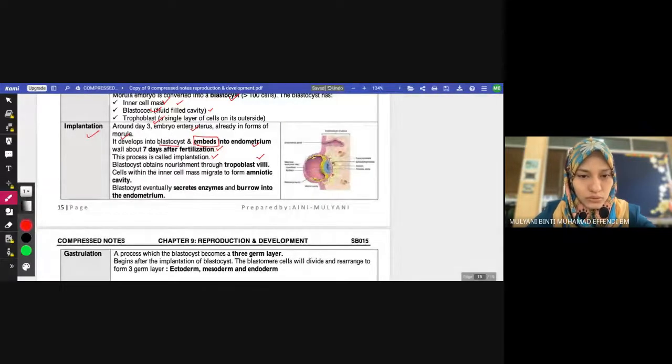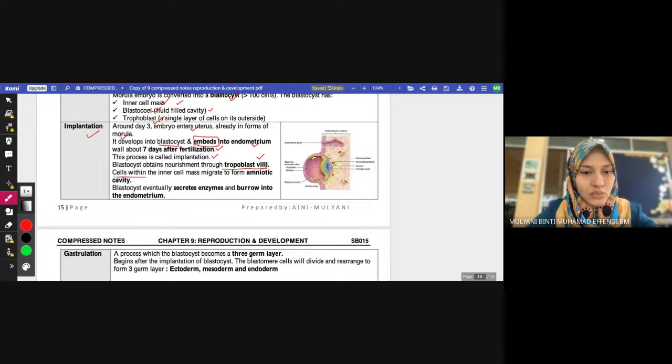Okay, so blastocyst tu dia obtain nourishment itu, dapat nutrien tu sebab dalam blastocyst tu dia ada banyak sel. So sel tu mesti menjalankan proses cellular respiration. So macam mana nak dapatkan nutriennya? So dia dapatlah daripada trophoblast villi inilah. Okay, so trophoblast villi tu akan kiranya akan expand in the uterine wall untuk ambil nutrien daripada situ.